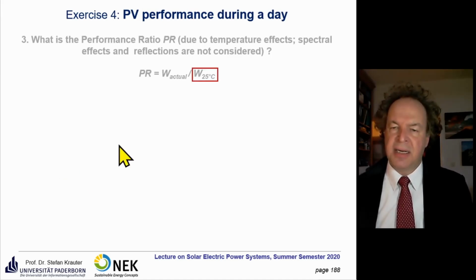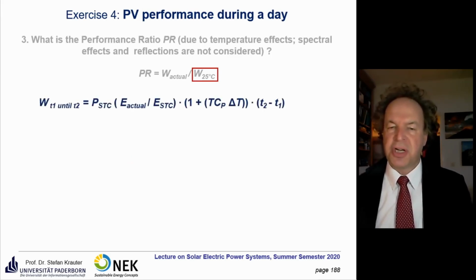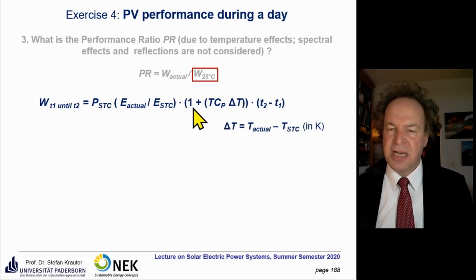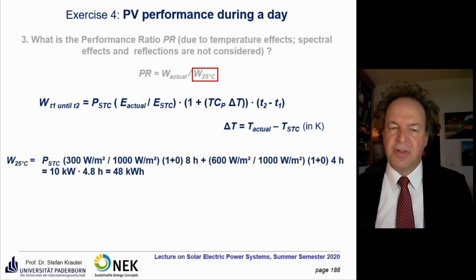What's the electrical energy output for a constant temperature? Same procedure as before, same formula. Just here, you see the temperature difference between STC and actual temperature is 0. So we can forget about this. It's just a factor of 1, and the rest is the same. So for 25 degrees, for the morning hours and the afternoon hours, we have 300 watt per square meter divided by 1000 watt per square meter.